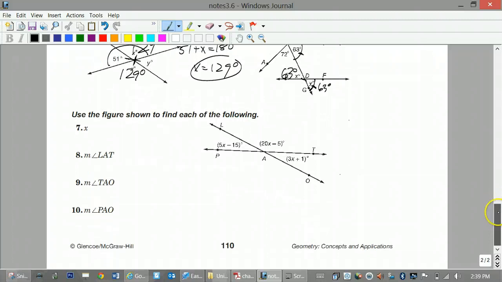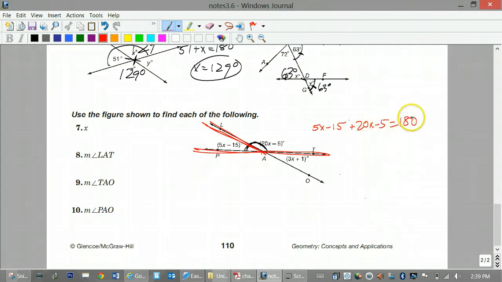First way to do 7. Most people did it using a linear pair. Used these two and said that, oh, that forms a straight line right there. They are linear pairs, so we can add them up, and we can say that it is equal to 180, which is fantastic. And you get x is 8. Does anybody need any work in between?